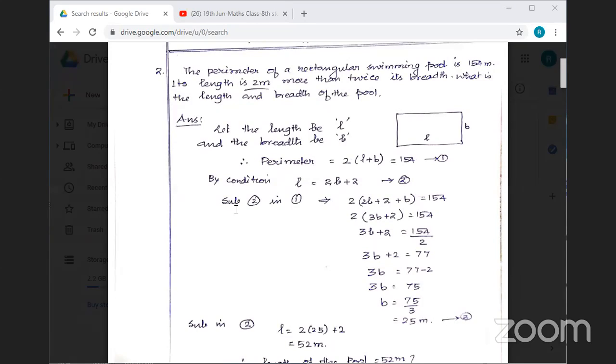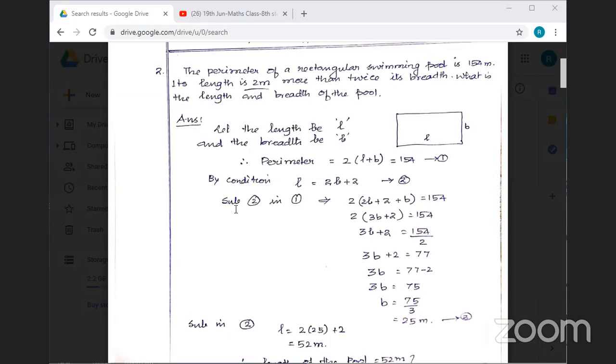Opposite sides are equal. Very good. Opposite sides are equal. What is the area? Area of the rectangle occupies L into B. What is the perimeter? 2 into L plus B. Who has said 2 into L plus B?